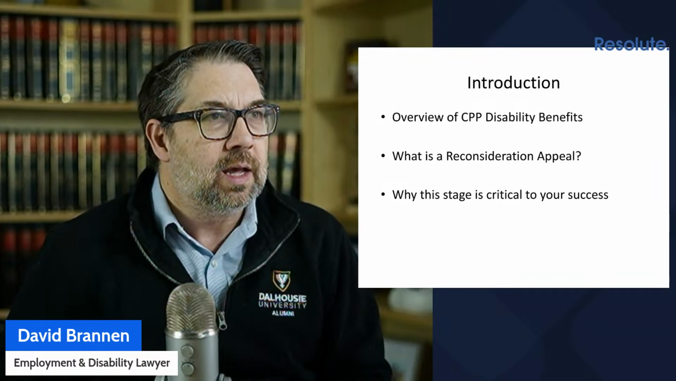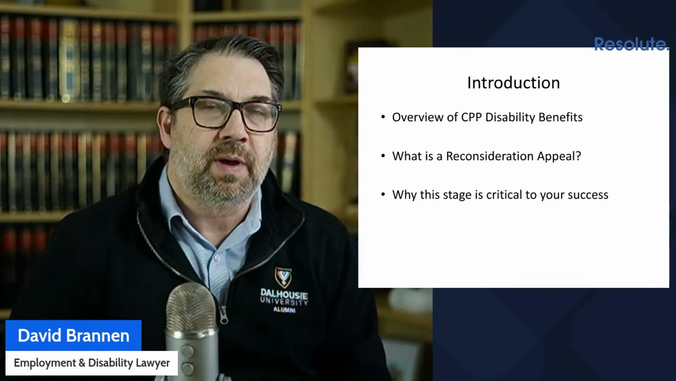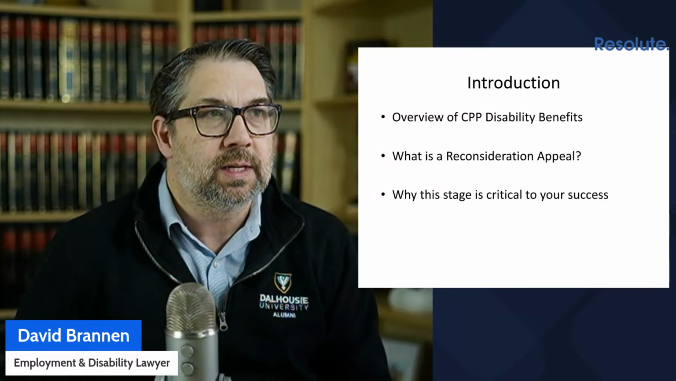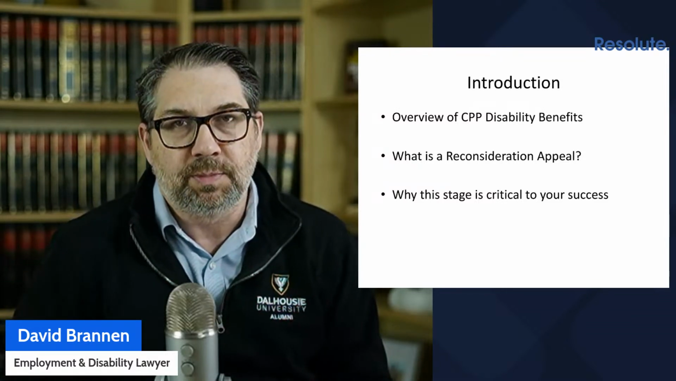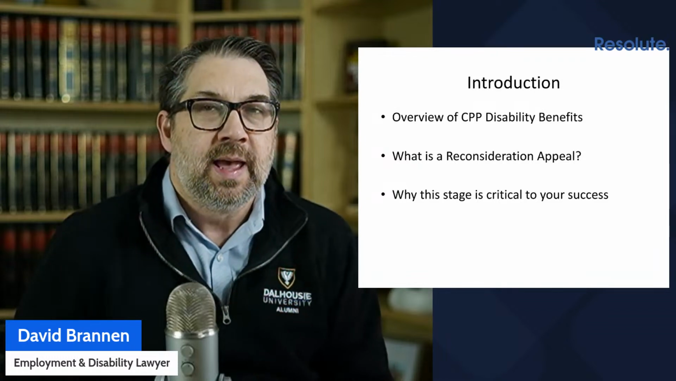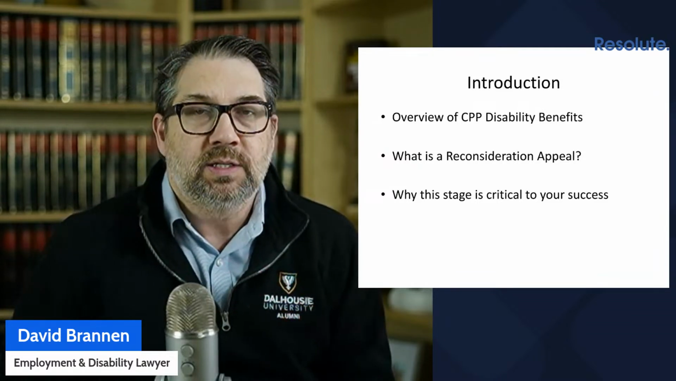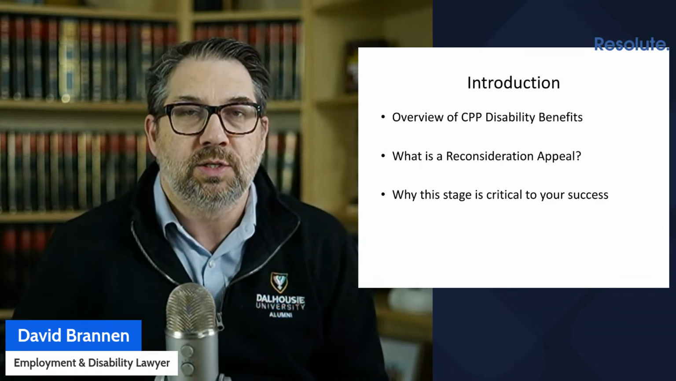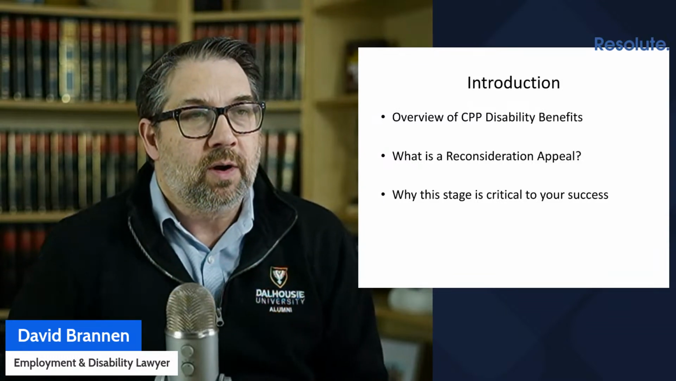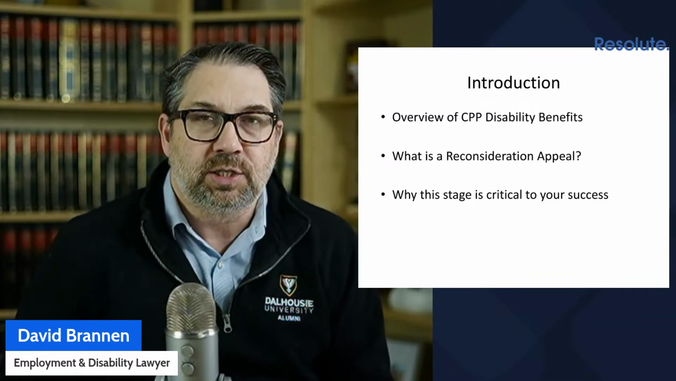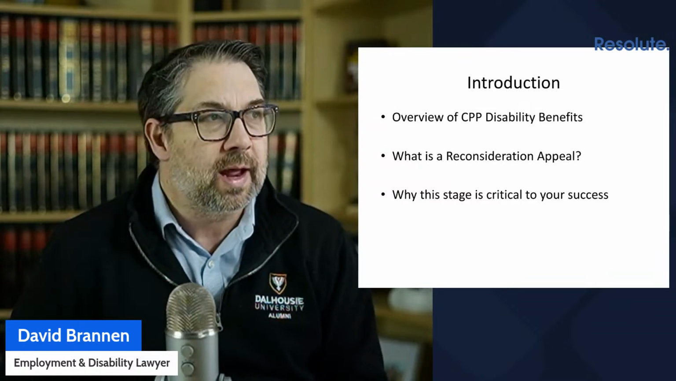Let's start out with an overview of CPP disability. CPP disability is a benefit meant for people with a severe and prolonged disability that prevents them from regularly working at any type of employment. You apply for CPP disability using an application process, and if that application is denied, then your next step is to do a reconsideration appeal. What that means is you're asking Service Canada to reconsider their decision to deny your application. This gives you a second chance to get your application approved, and a certain percentage of people do get approved at this stage, and we'll take you through that.